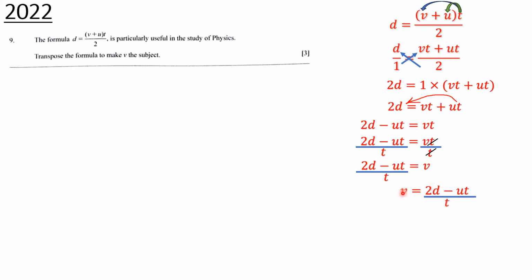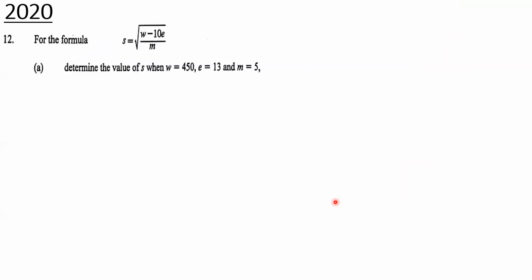And so the answer here is that if we want V as the subject of this equation, V is going to be equal to 2D minus UT all over T. Let's move on to the next question.